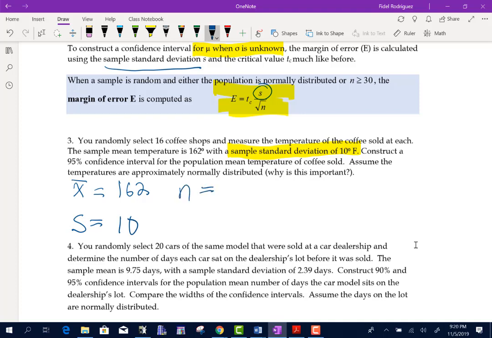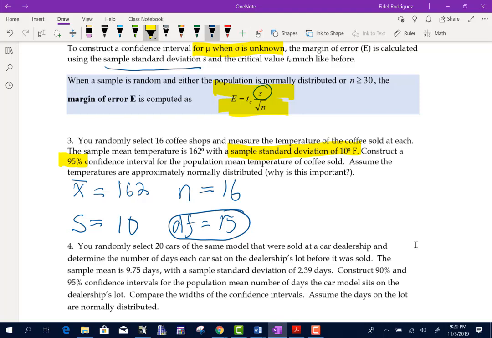Now, the other thing we know is the number N. How many coffee shops did we look at? 16. Guys, if N is 16, what would my degrees of freedom be? 15. Always going to be one less. And what kind of confidence interval are we looking at here? 95% confidence interval.